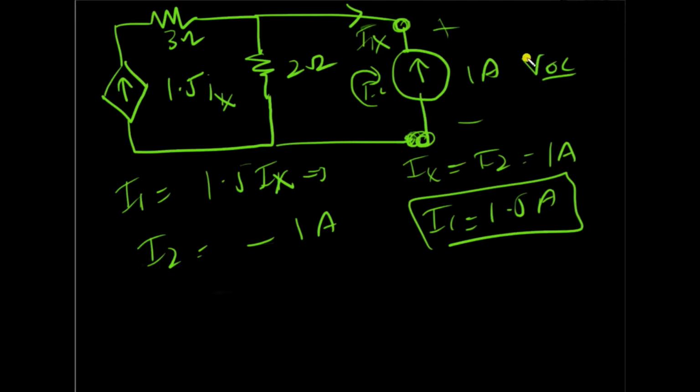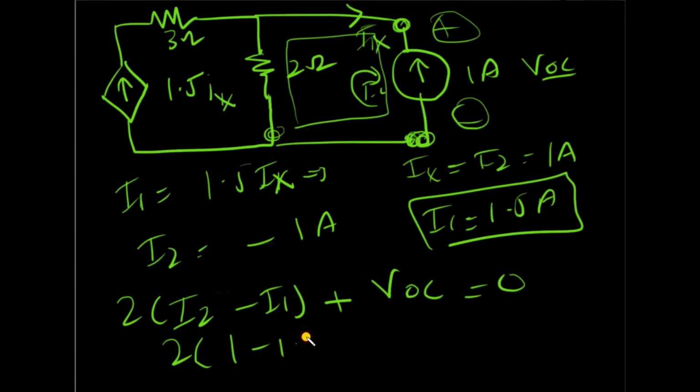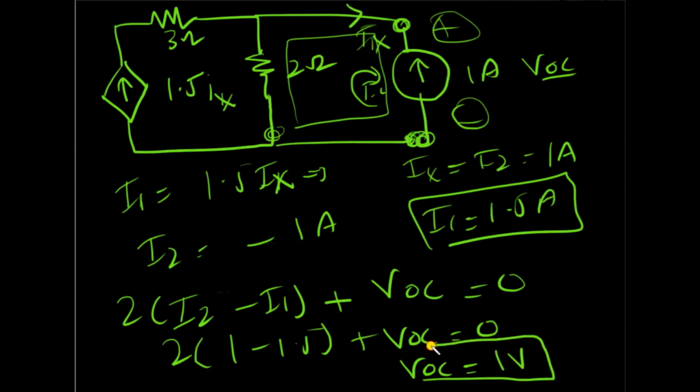So now to find this given voltage, let's apply KVL. We'll use this loop, going from here to here. The voltage across the 2 ohm resistor would be I2 minus I1, and then plus VOC is equal to 0. So that means 1 minus 1.5 plus VOC is equal to 0, and VOC is equal to 1 volt. So this is the voltage I get.